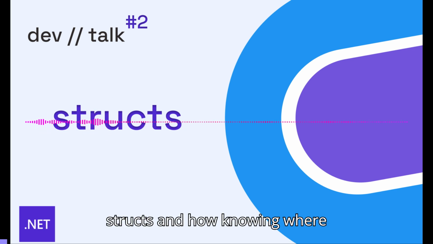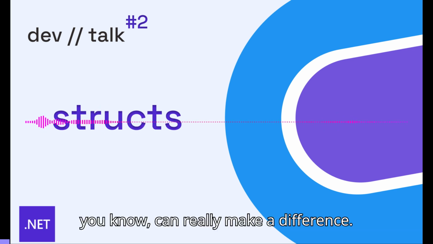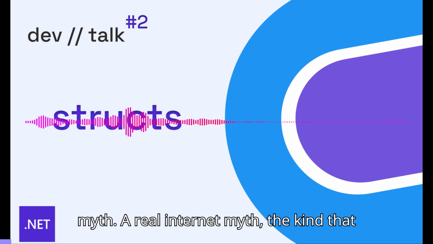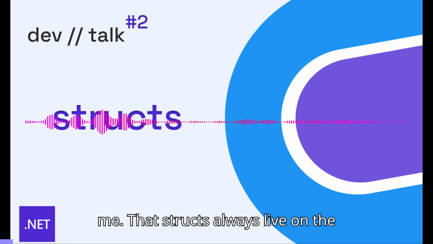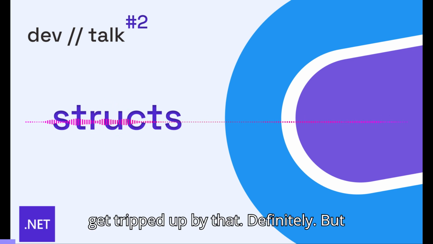into this whole world of structs and how knowing where they live in memory, heap versus stack, can really make a difference. And get this, we're going to bust a myth. A real internet myth, the kind that spreads like wildfire. Okay, lay it on me. That structs always live on the stack. Not always true. Ooh, yeah, that's a good one. Lots of folks get tripped up by that.